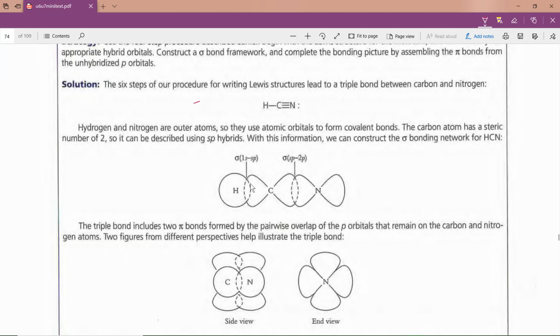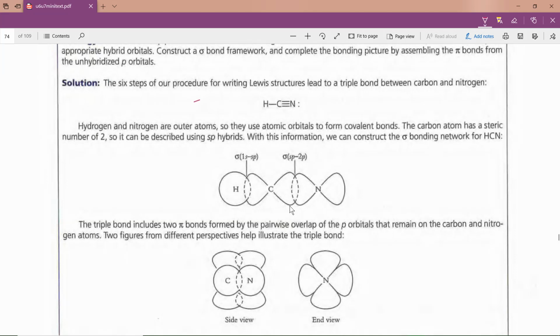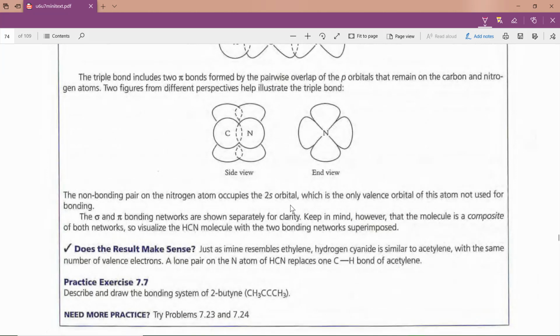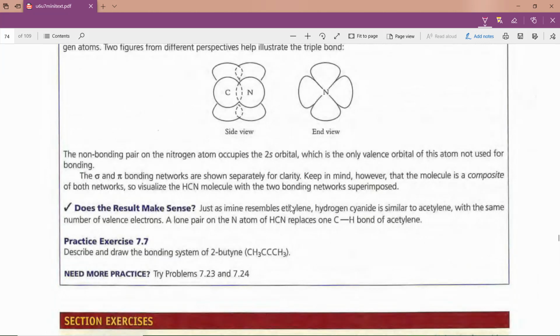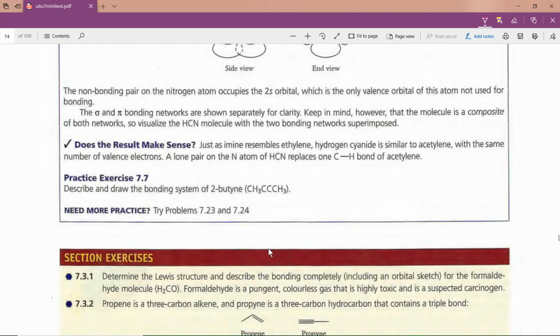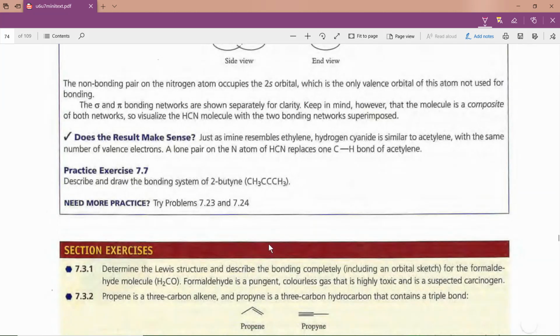You see there's a few little shorthands going in here. And then sigma between the hydrogen 1s and the carbon sp. Then we have these two other p orbitals on each carbon and each nitrogen, and they're going to overlap. And that's how it works. And you can try 2-butyne on your own. You're just separating, you're kicking out a hydrogen with a carbon.